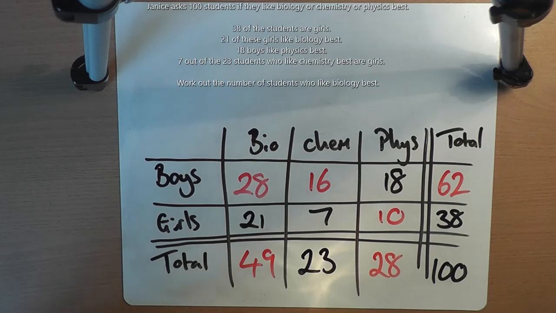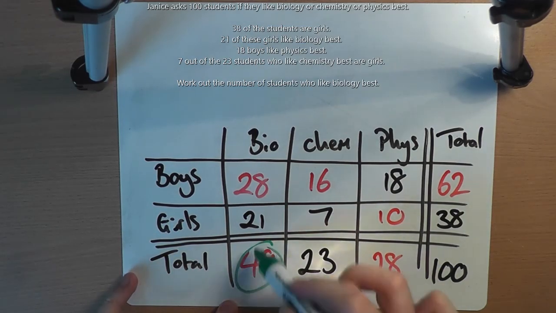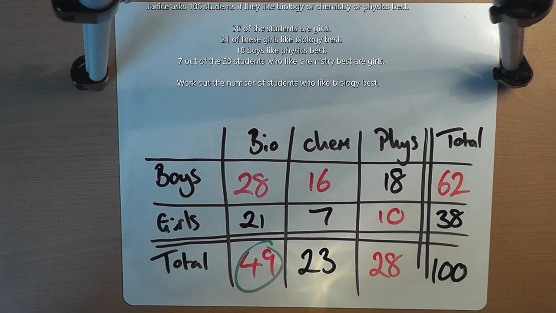So the only thing we need to do, we need to look back at the question, see which piece of information it is that we're supposed to be picking out, and then pick it out. The question said, work out the number of students who like biology best. The number of students who like biology best is this one, so our final answer is going to be 49.